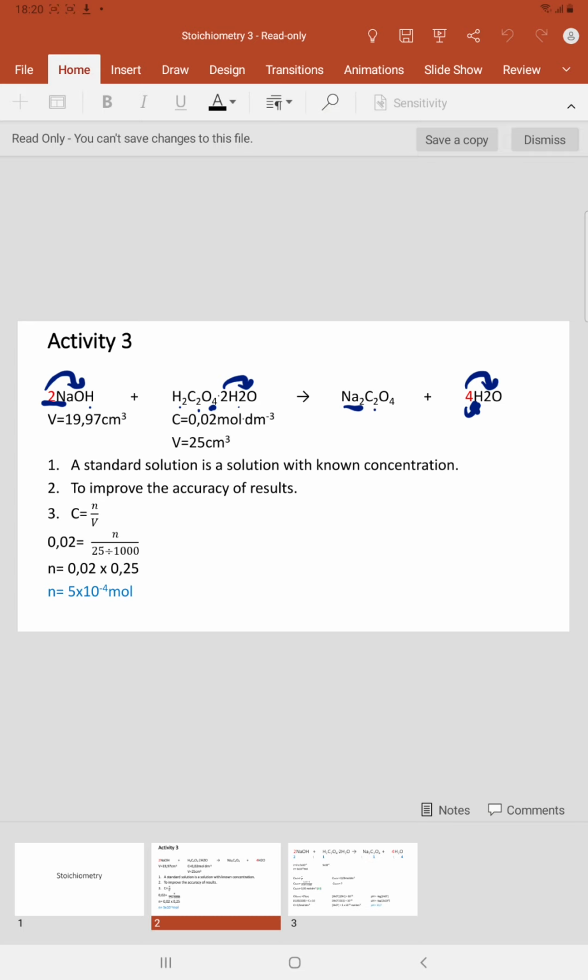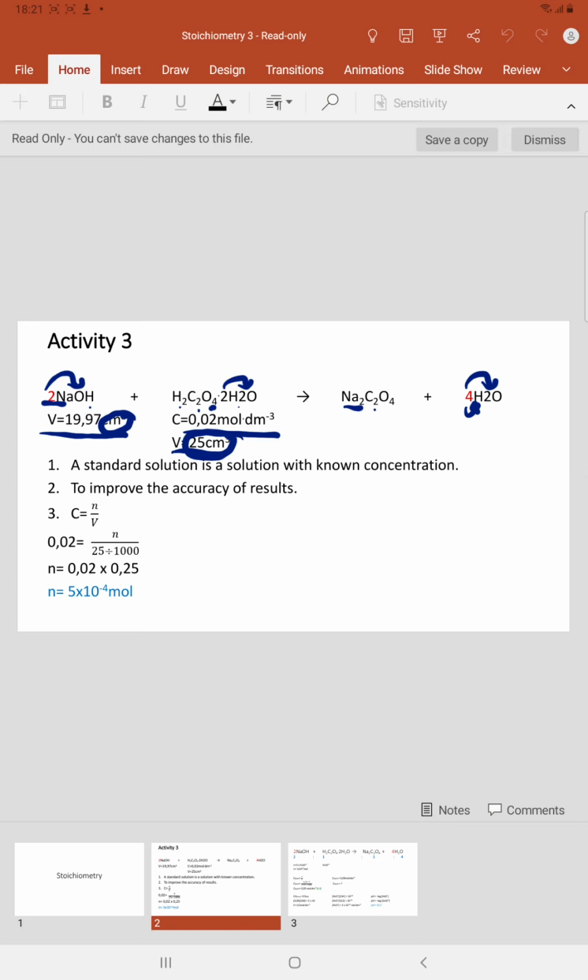Next, we look at what information is given. We are given the volume of sodium hydroxide in cubic centimeters. We're given the concentration of H2C2O4 with 2 parts of water, and we're given the volume again in cubic centimeters for H2C2O4 and 2 parts of water.